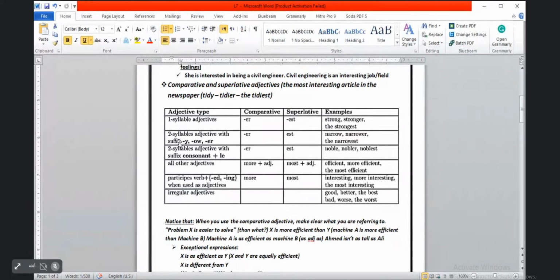Also, if you have adjectives ending with Y, OW or ER, صفات تنتهي ب Y, OW or ER, أضيف لها أيضا ER or EST. يعني for example, tidy, and the tidiest. Noisy, noisier, the noisiest.